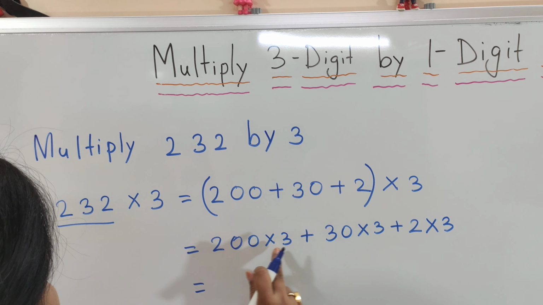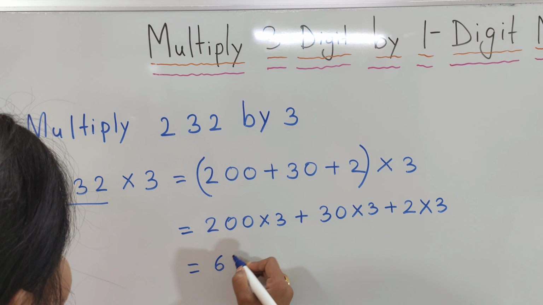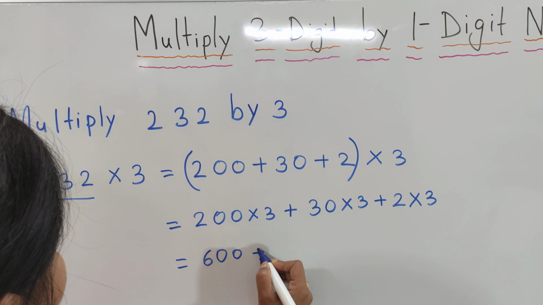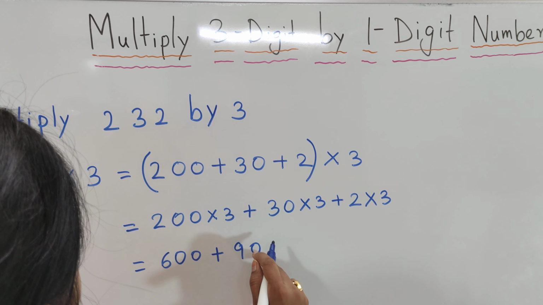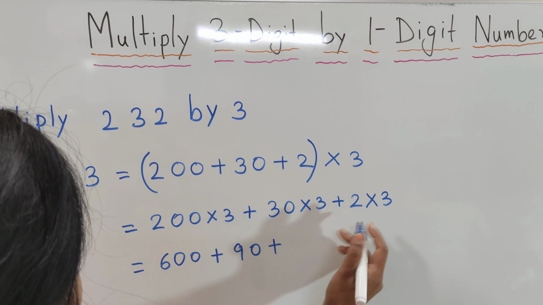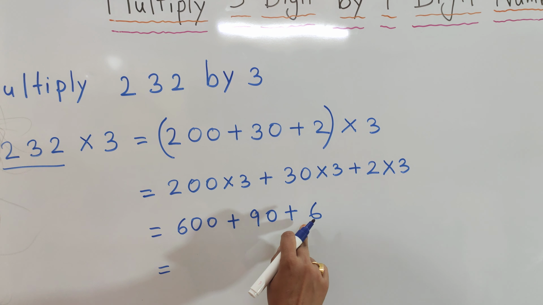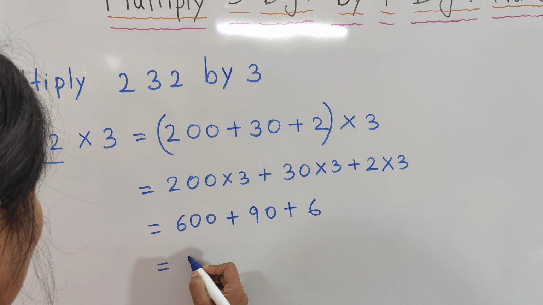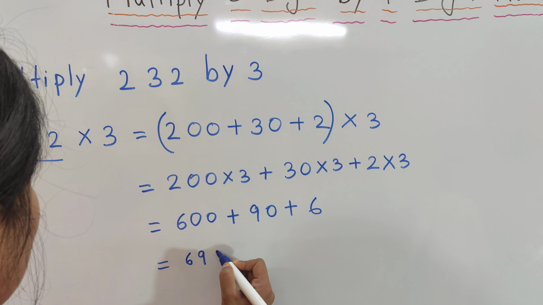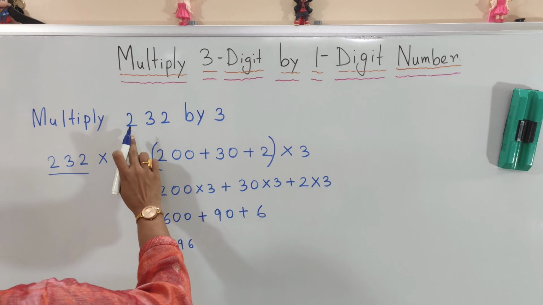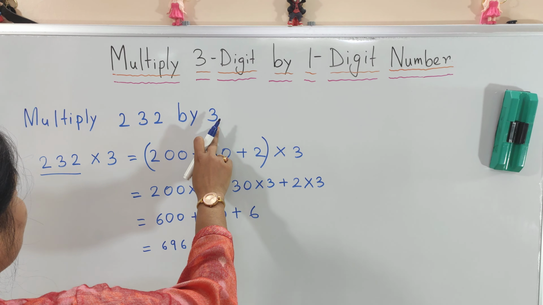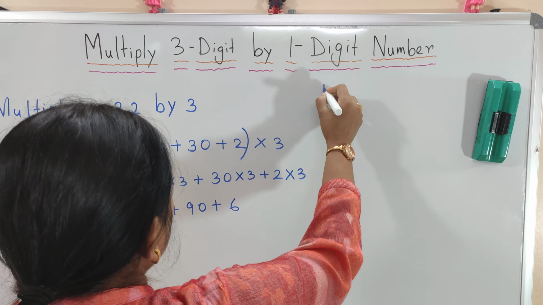Now see, 3 2s are 6. 2 zeros will come down. 3 3s are 9. 9 and the 0 will come down. Plus 2 3s are 6. Now we will add 690 plus 6. So 696 is our answer.